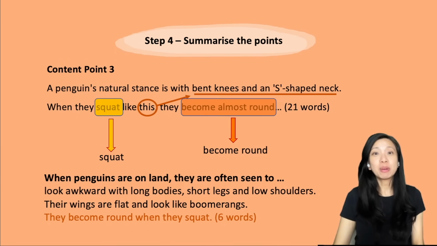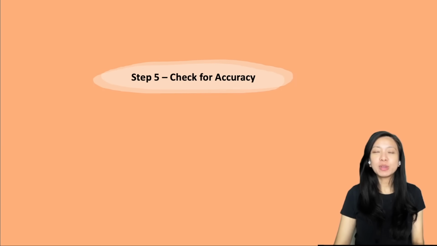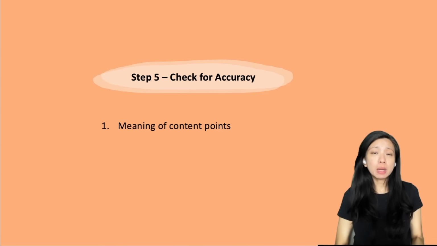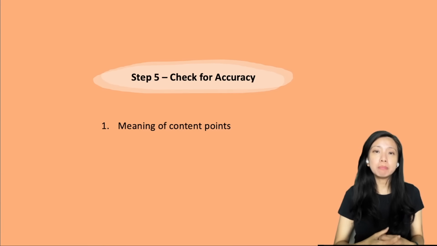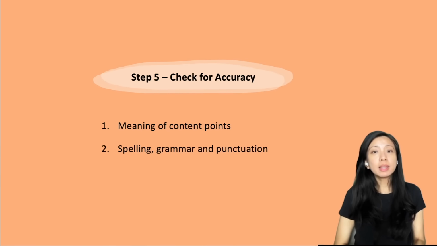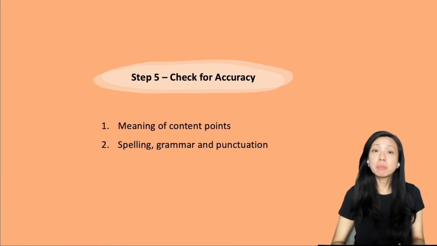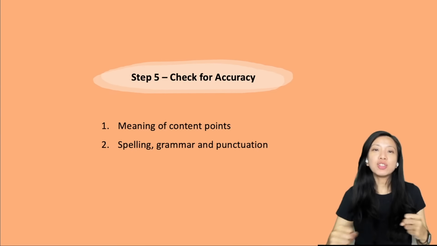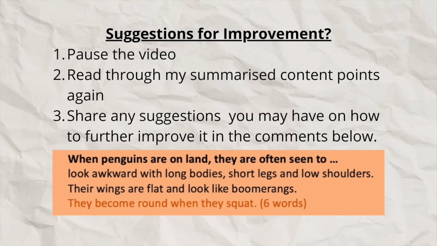Let's move on to step 5. So in step 5, we have to check for accuracy. How do we do this? The first thing we need to look out for is the meaning of our content point. No matter how we have summarized, we have to ensure that the meaning of our paraphrase sentence remains the same as the original content point. The second thing we have to do, of course, is to check for spelling, grammar, and punctuation. So once you have done that, then you're all set with your summary.